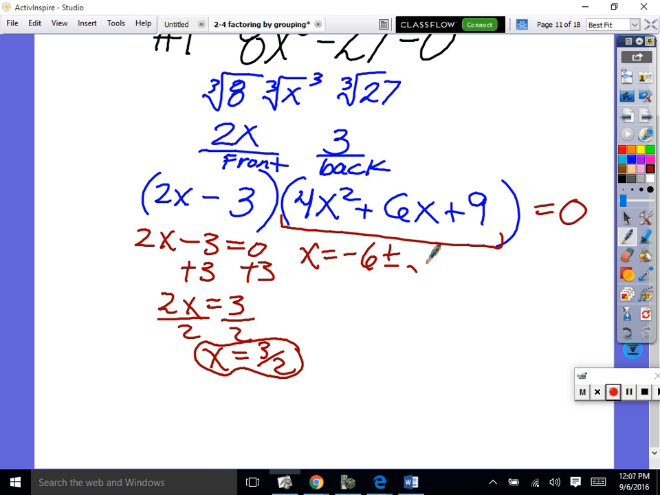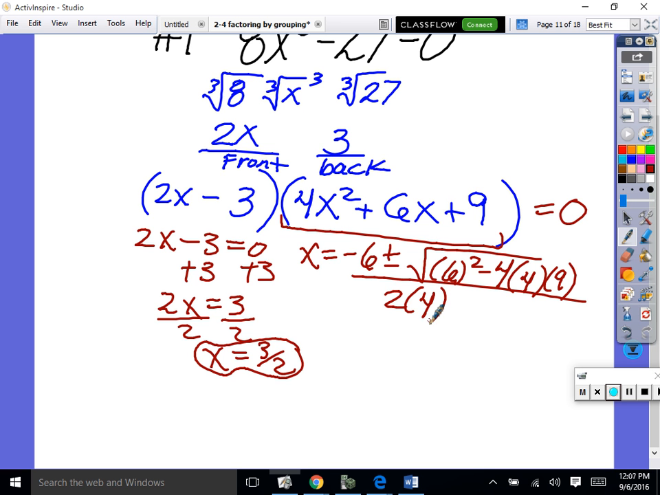Plus or minus the square root of 6 squared minus 4 times a, which is 4, times c, which is 9. And that's all over 2 times a, 2 times 4. So we have x is equal to negative 6 plus or minus. Remember, when simplifying these, we only type that into our calculator. Go for it. Tell me what it is quickly. All over 8.